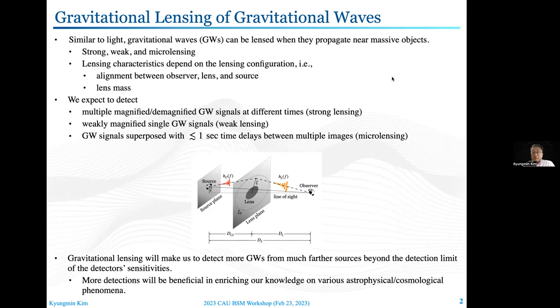Probably some of you already know about this topic, but I will briefly introduce what gravitational lensing of gravitational waves is. As we know very well from electromagnetic wave observations, light passing nearby a massive object can be bent by the gravitational potential. Similar to light, gravitational waves can be lensed when they propagate near a massive object.